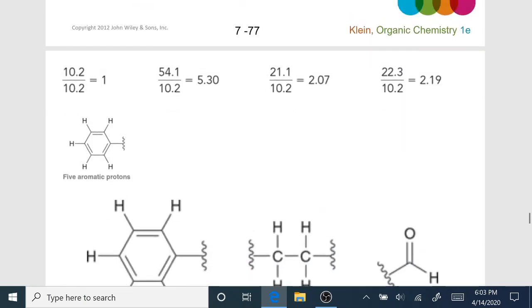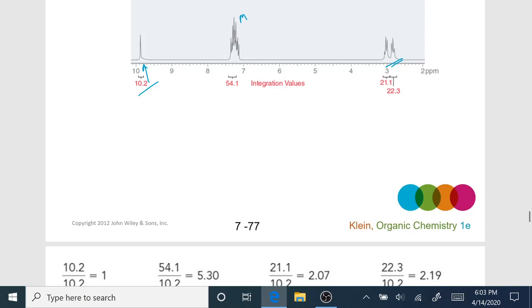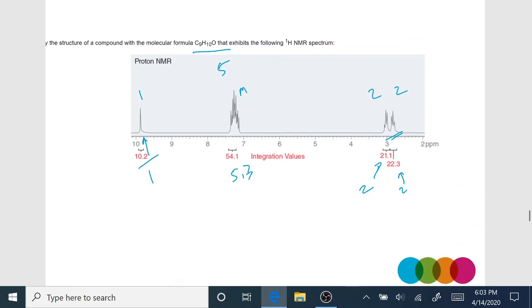So our integration is going to tell us we've got 10 divided by 10 is going to give us 1. 54 divided by 10 is like 5.3. 21 divided by 10 is about 2. And then again, this signal is about 2 hydrogens. So we've got 1 hydrogen, 5 hydrogens, 2 hydrogens, and 2 hydrogens. So what can we learn from that? Probably an aldehyde. Mono-substituted benzene ring because it's in the 7 region. Okay, and then we've got a CH2 and a CH2.